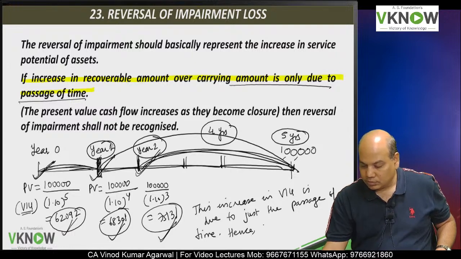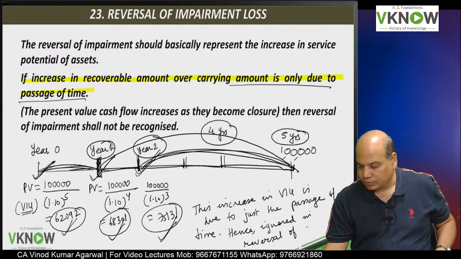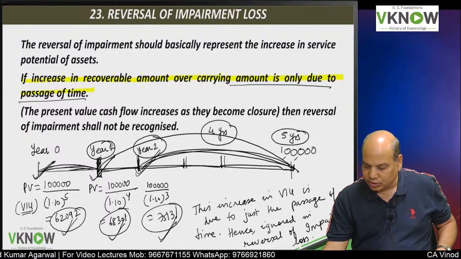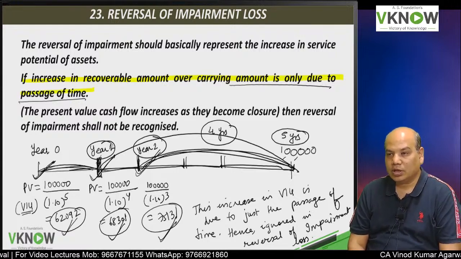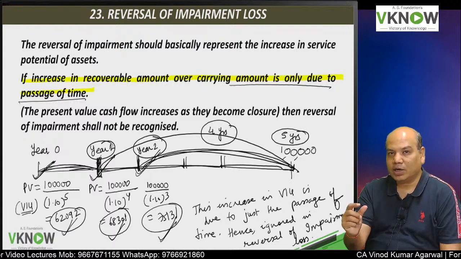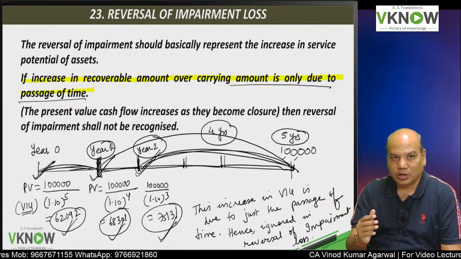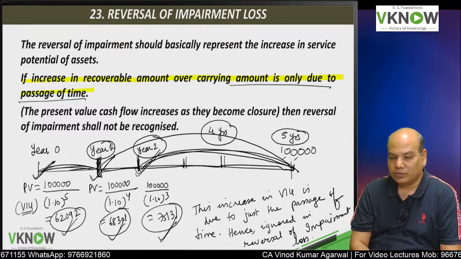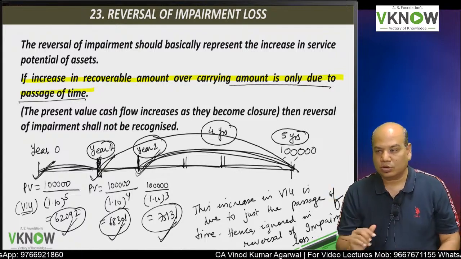hence ignored in reversal of impairment loss, because there is no increase in service potential. It is only due to the impact of discounting, because you are discounting by 4 year, 3 year, 2 year, the value in use will increase. So the standard says don't reverse impairment loss if it is due to passage of time. Is it right? So today we'll stop here, we'll continue tomorrow.